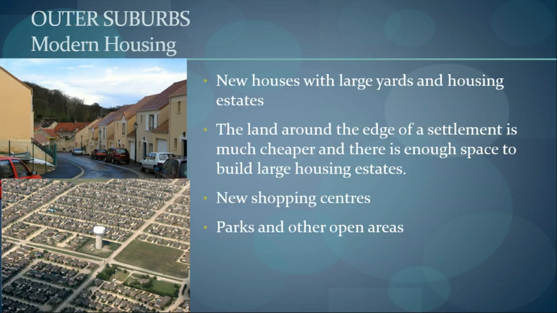Then you move into the outer suburbs, and this is going to be your modern housing. These are going to be the new houses. Sometimes they're really close together, as you can see in this picture. Sometimes they have lawns, sometimes they don't. But basically you have cheap land, and there's enough space to build large houses, oftentimes with yards. You also have large spaces to put shopping centers, strip malls, stuff like that.